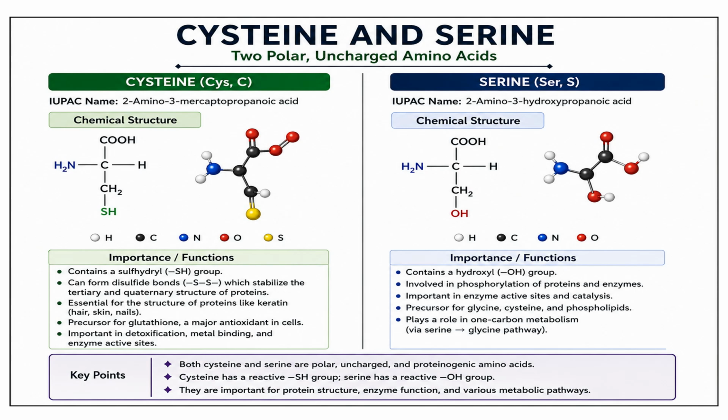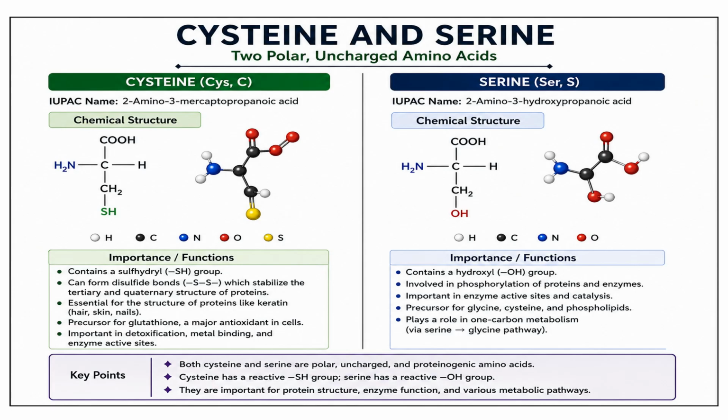Its structure is HOOC-CHNH2-SH. The reactive SH group allows two cysteine residues to form a disulfide bond, S-S, through oxidation. These covalent bonds help stabilize the three-dimensional structure of proteins, especially extracellular proteins such as keratin.